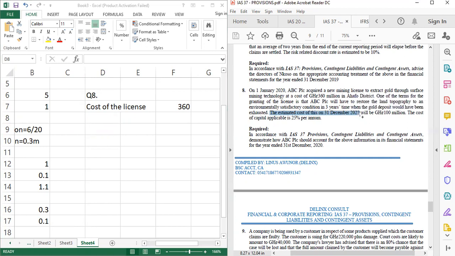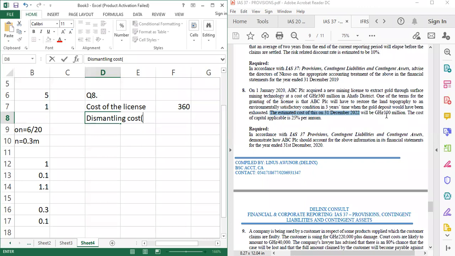So we present value this. You present value the dismantling cost and add it to the cost of the assets. This is a one-time payment that you're going to make in 3 years. So we use a discount factor, which is 1 over (1 plus R) to the exponent n. The n over here is 3 years, and the R is 25%. We use the cost of capital of the company.